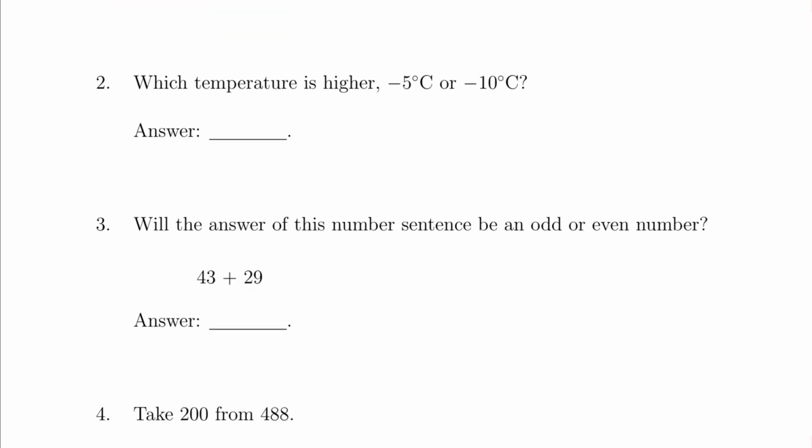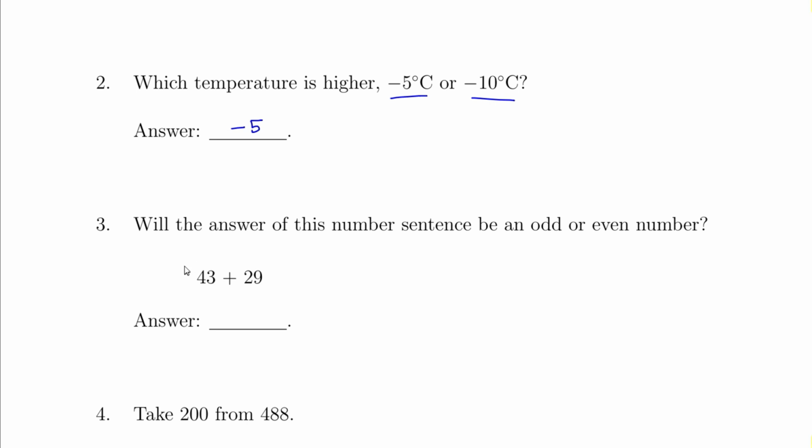Let's go to the second question. Which temperature is higher? Is it -5 or -10? If you just see the numbers 5 and 10, 10 looks higher, but you see it has a minus. So -5 is higher than -10. The reason is -10 degrees Celsius is much colder than -5 degrees Celsius. So this one is colder, it's lower, and this one is higher.